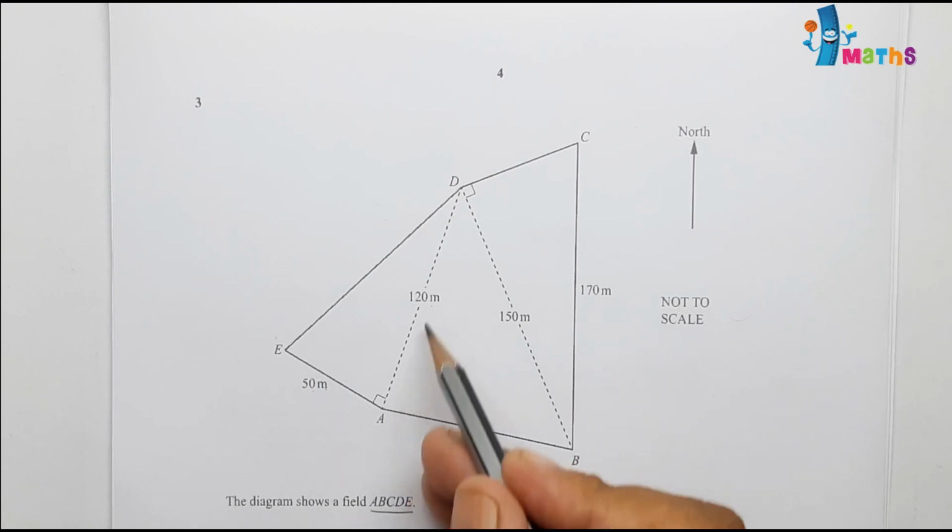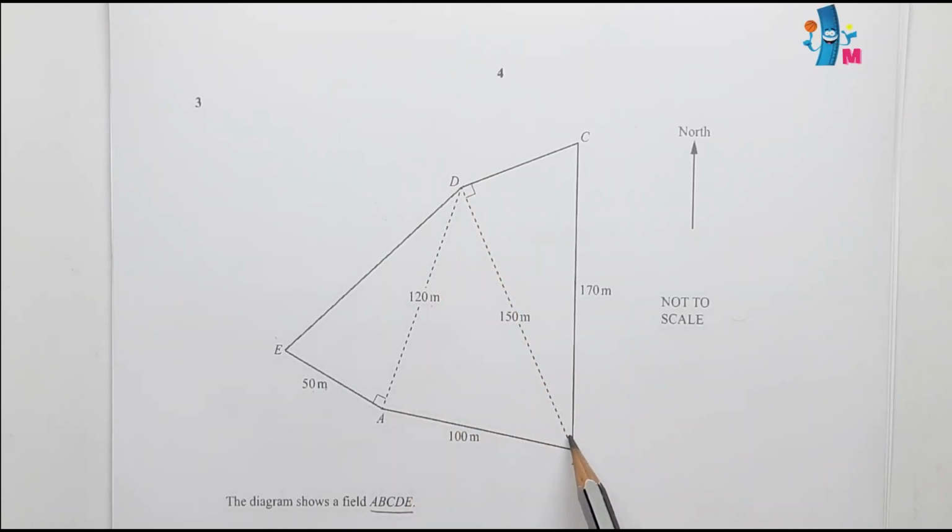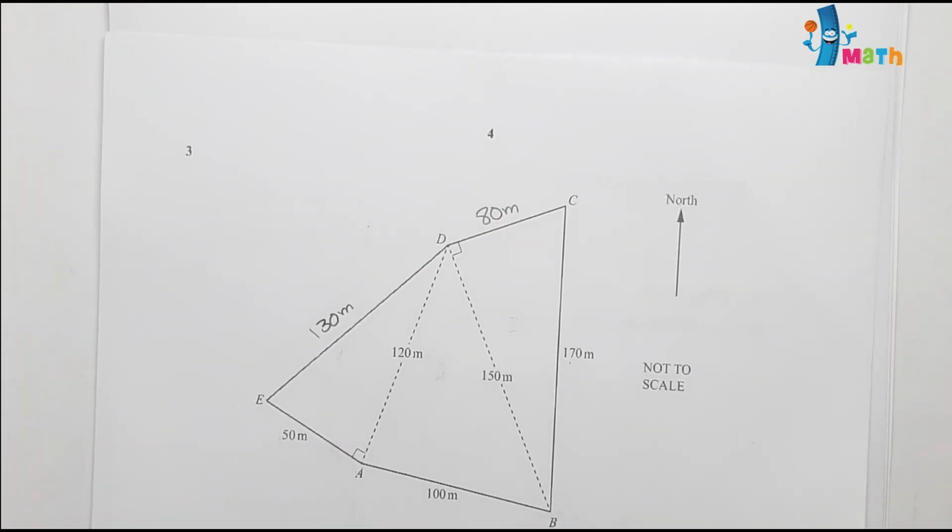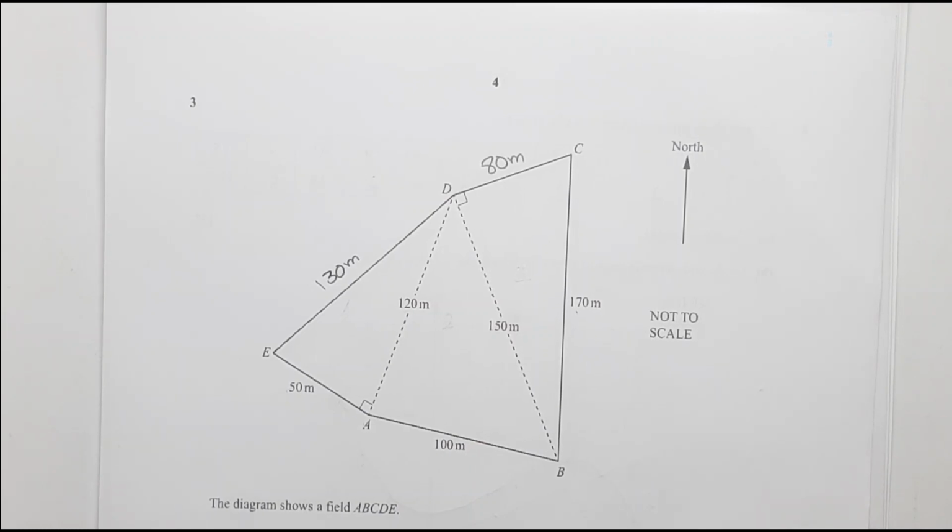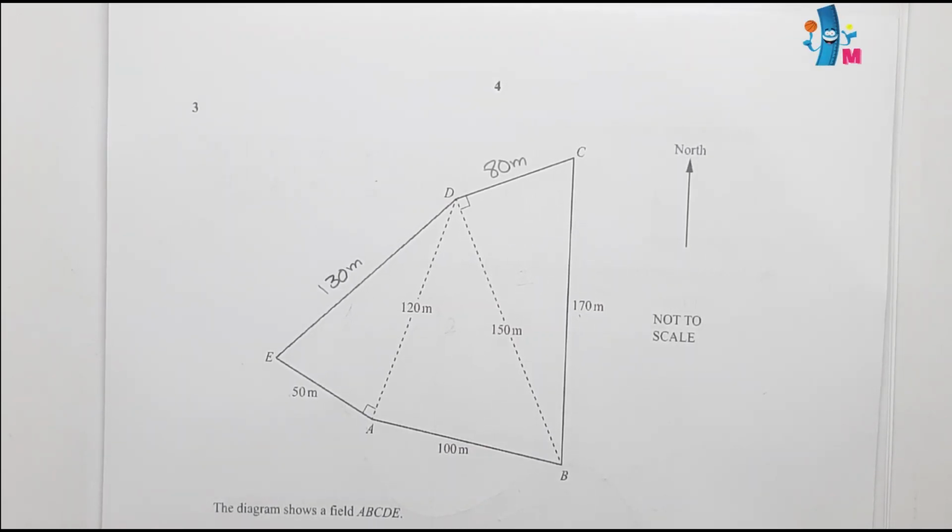And for this triangle, all 3 sides are given. So to calculate perimeter, we will not be considering this triangle. We will have to take a round trip of this boundary line. So I have basically calculated for you to save time. So I'll go through this one and I'll explain as well.